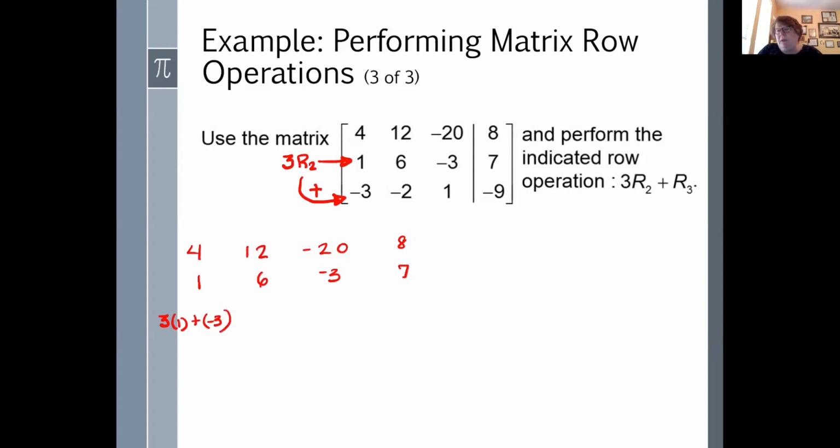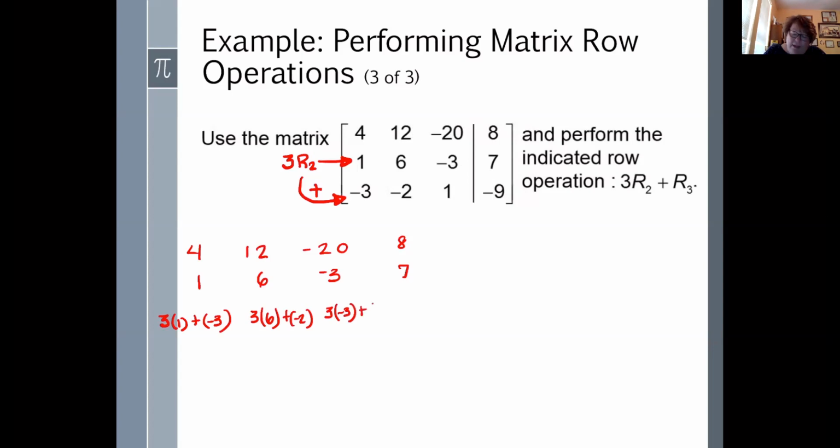I'm going to do the same thing to the second element in the second row. I'm going to multiply it by 3. So I'm going to get 3 times 6. Then I'm going to add that to the element in the third row, which is a -2. Do the same thing to the third element. 3 times -3.